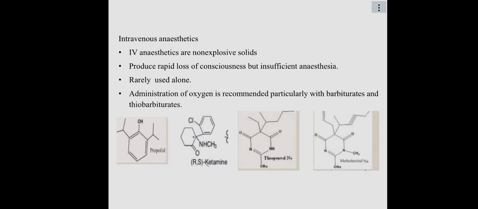And no wonder we'll give them in combination, perhaps with halothane or the halogenated ethers for maintenance. So the minute you induce rapid induction, you can withdraw them and now bring in the others, of course, with good maintenance of oxygen. Rarely used alone. Administration of oxygen is recommended, particularly with barbiturates and thiobarbiturates.